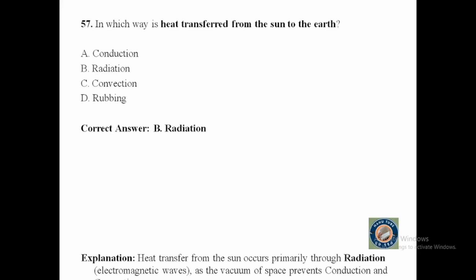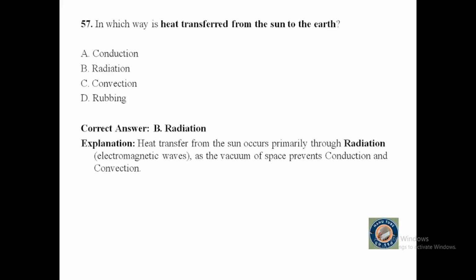Question number 57. In which way is heat transferred from the sun to the earth? A. Conduction. B. Radiation. C. Convection. D. Rubbing. The answer is radiation. Heat transfer from the sun occurs primarily through radiation, which is electromagnetic waves, as the vacuum of space prevents conduction and convection.